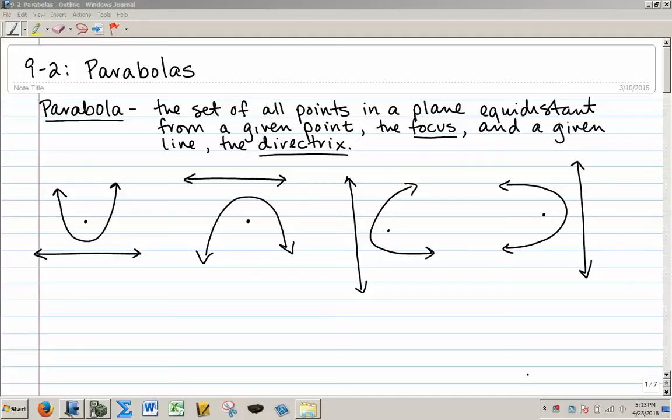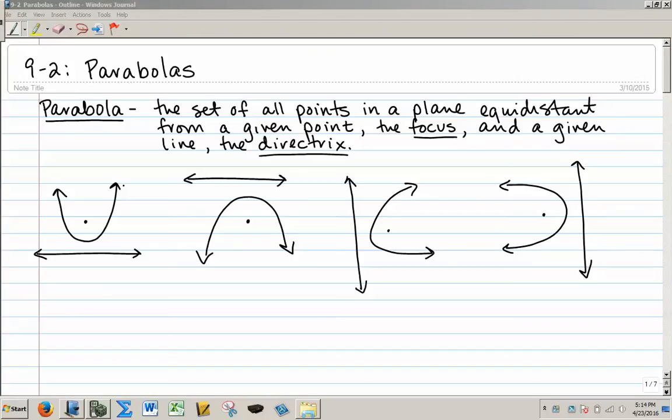Section 9.2 is on parabolas. The definition of a parabola is the set of all points in a plane that are equidistant from a given point, which is called the focus, and a given line, which is called the directrix. So here's a couple examples of the way a parabola can look.